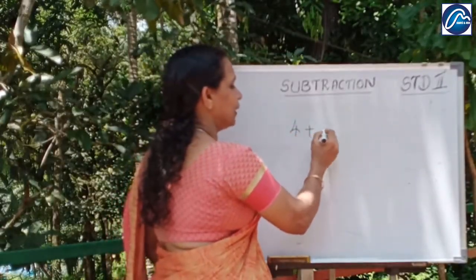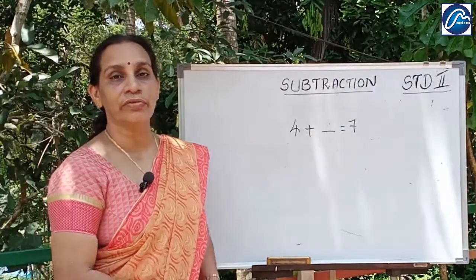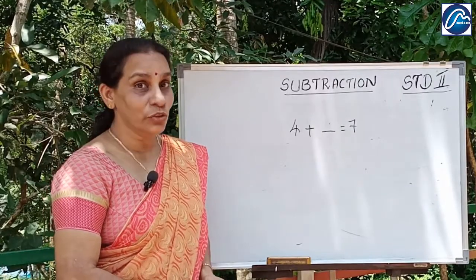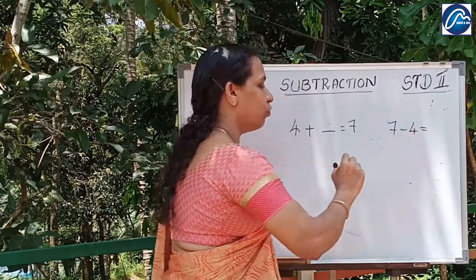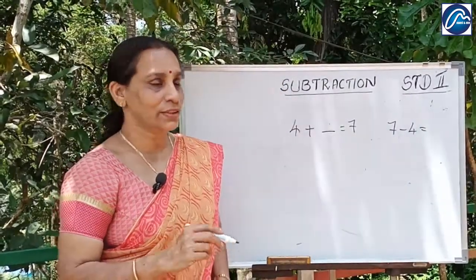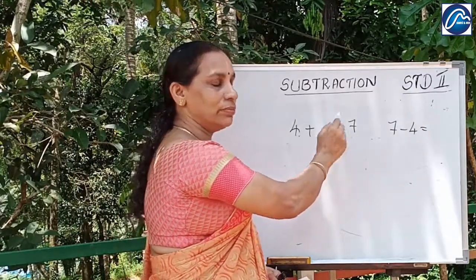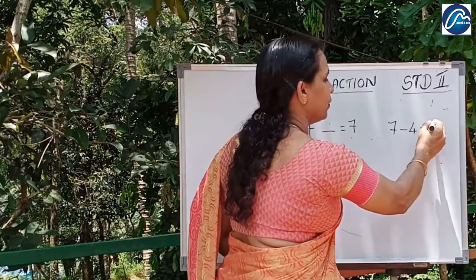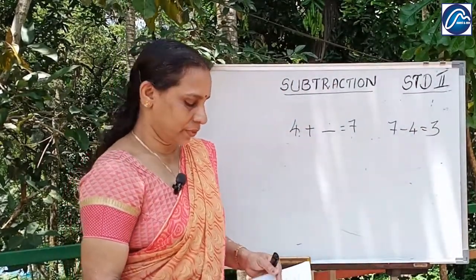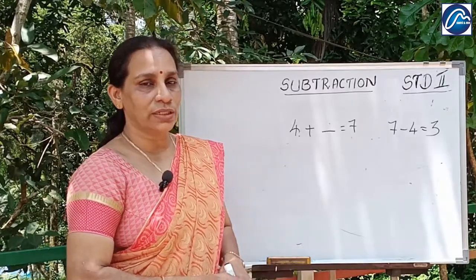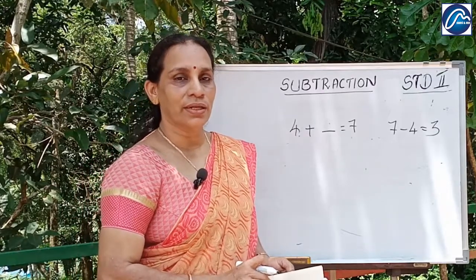4 plus a number is equal to 7. How will you find out which is the number? You will subtract 4 from 7. Then what is the number of crayons your mother has given? 3. Okay. This is how to check which number has been added to a particular number when the result is given.